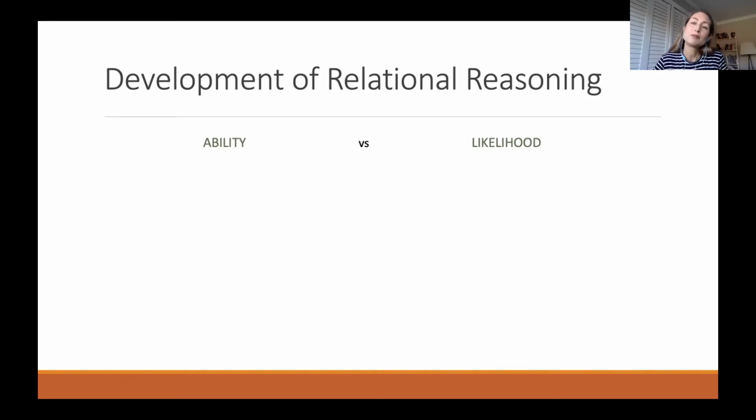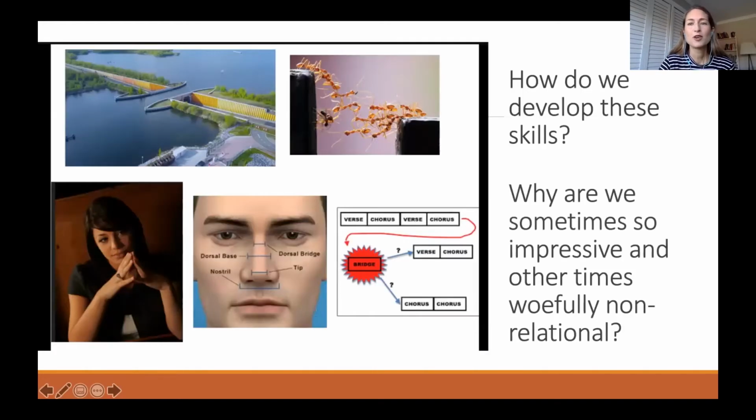And developmentally, we want to know, how does this happen? How does this unfold? So, last week, Dr. Mitchell had this lovely, I took a screen grab of her screen, showing how amazing people can be at finding relational mappings. And we're kind of equipped to do this. How do we get there? How do we develop these skills?